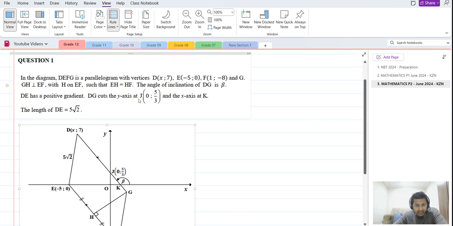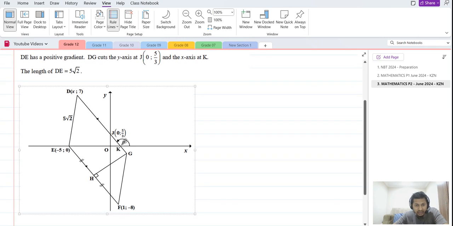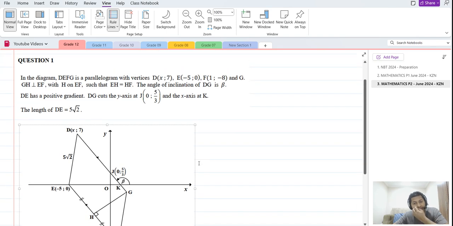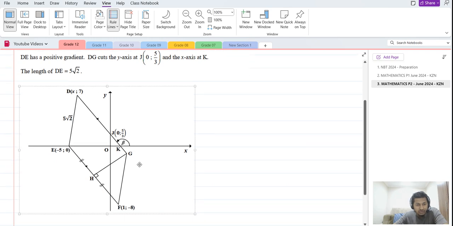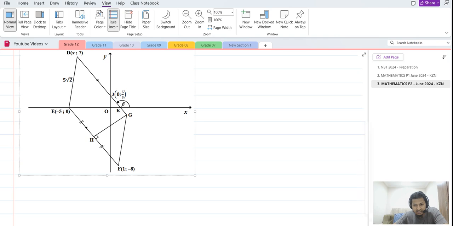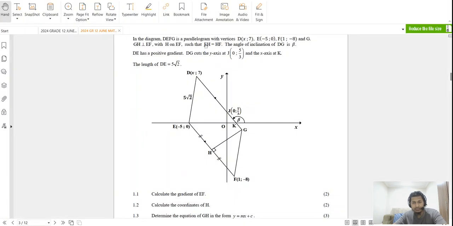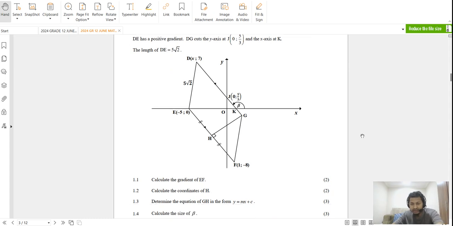DG cuts the y-axis at J, (0; 5/3), right there. The length of DE is 5√2. The reason they gave us this length is that we can use the distance formula to get the value of x. Now let's get into the question, because we understand the diagram. Make sure to read all the information, because sometimes the information is not marked on the diagram.